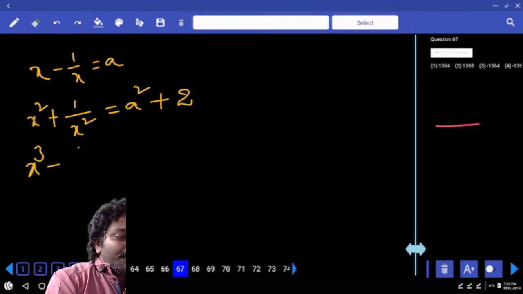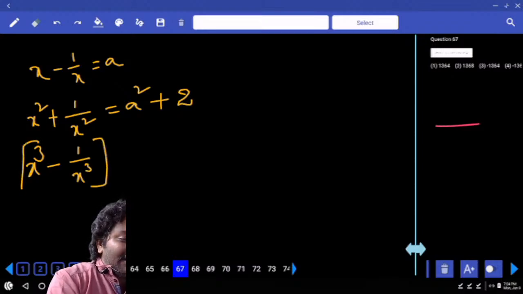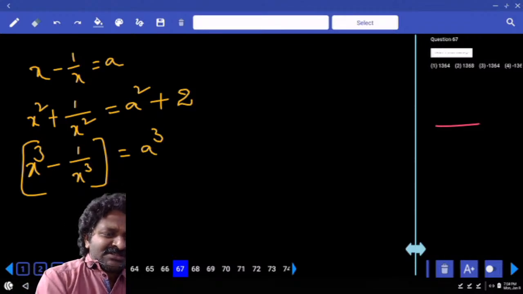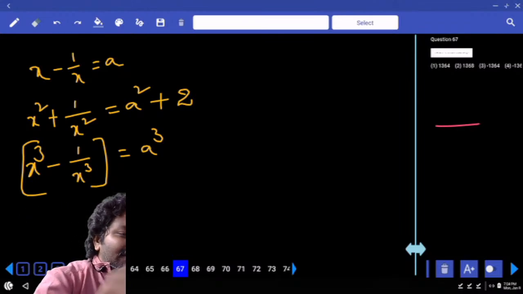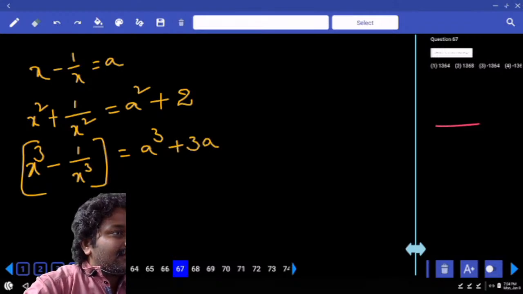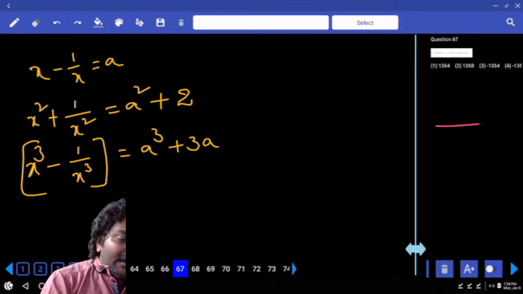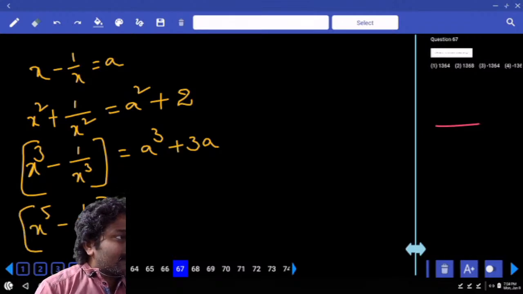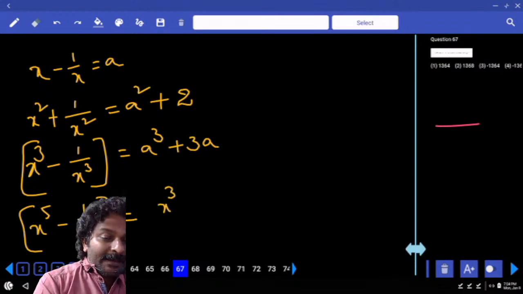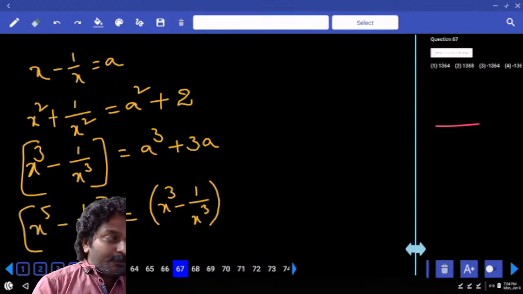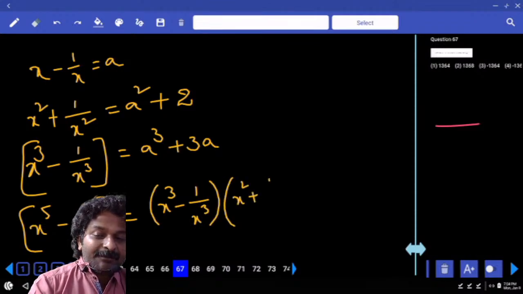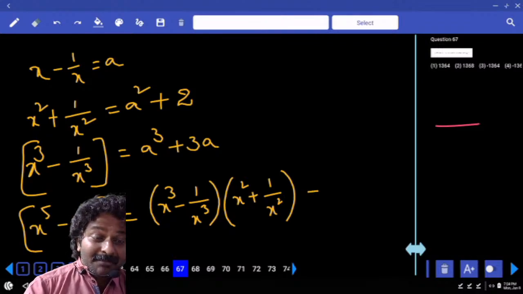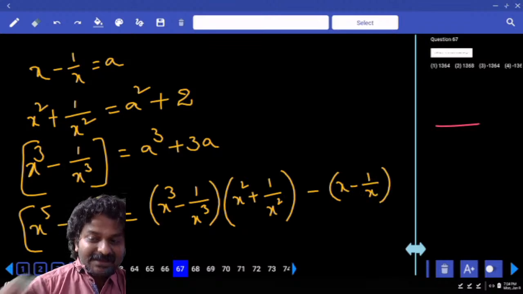Can you tell me what is x cube minus 1 by x cube? Be careful, a cube minus 3a. Here there is a minus, so when it goes to the right side, it becomes plus 3a. Now to calculate x power 5 minus 1 by x power 5, we will be using x cube minus 1 by x cube into x square plus 1 by x square minus x minus 1 by x.